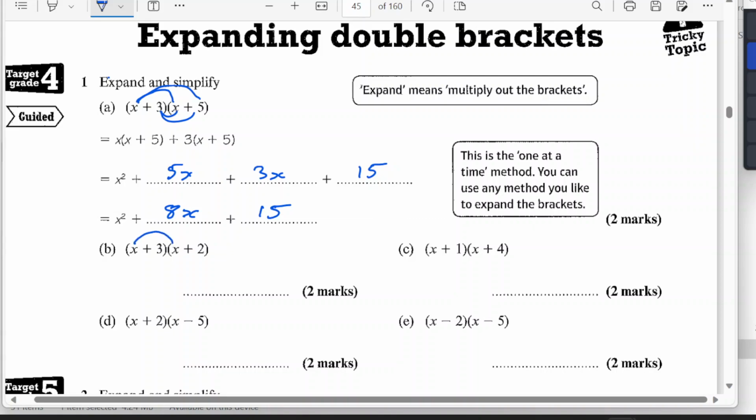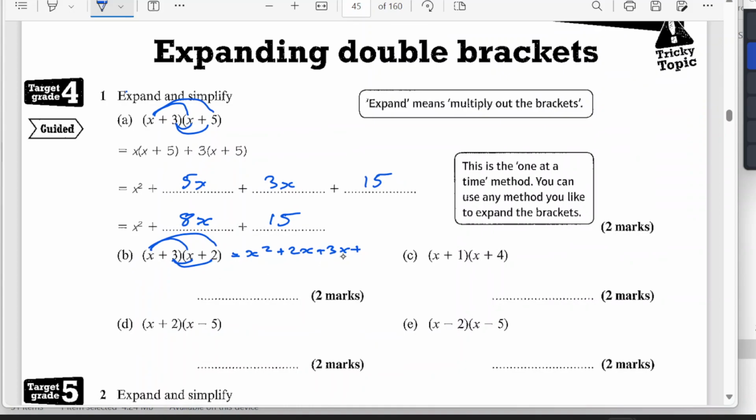Okay, so I would do this as, I'm going to do it here. So I've got enough room here. That's going to give me x squared. This will give me 2x. This will give me 3x. And this will give me 6. And then when I tally that up, that's going to give me x squared plus 5x plus 6.